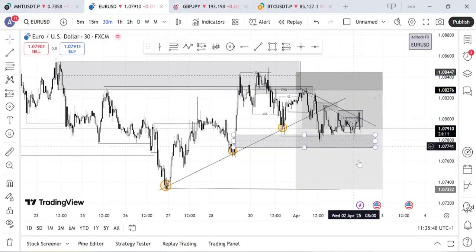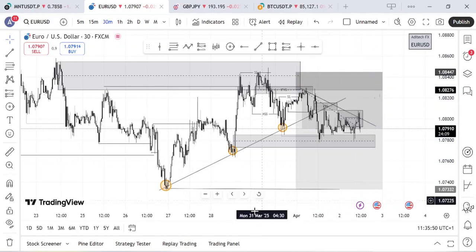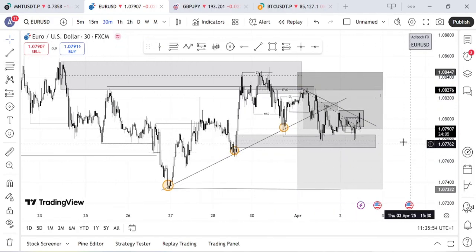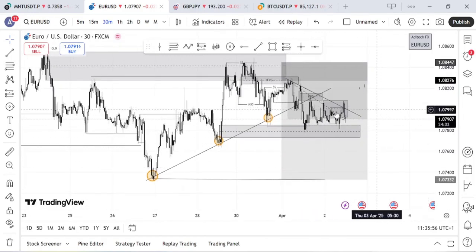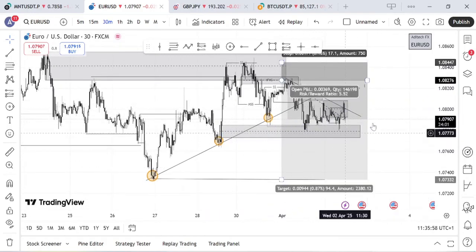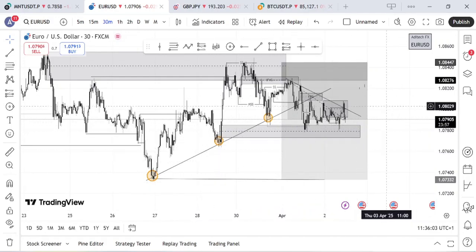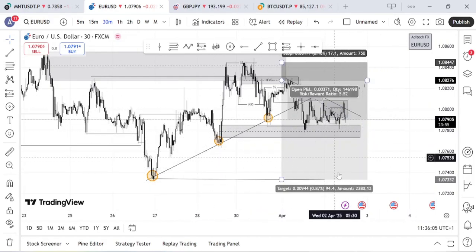And if price does not hit our TP, the reason for this is just to explain top-down analysis for you guys. So top-down analysis is a very good way to analyze the market. So once the market reaches our TP, I'll be right back. Stay tuned, guys.